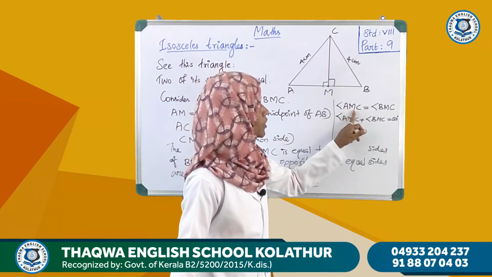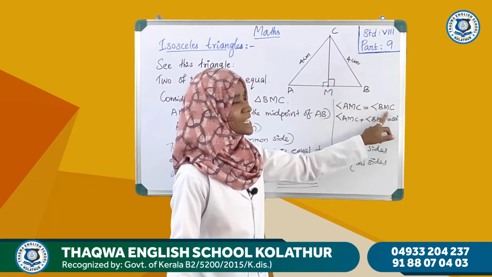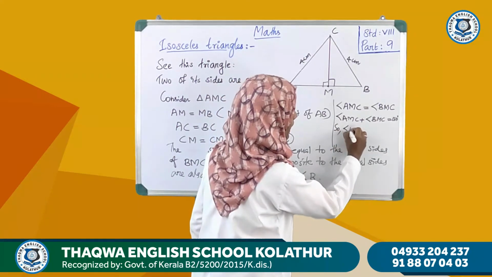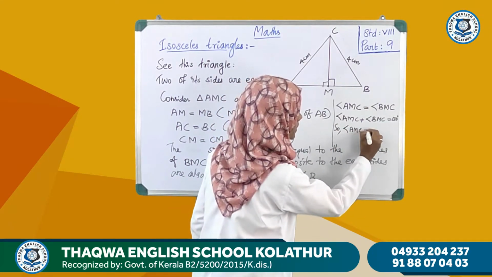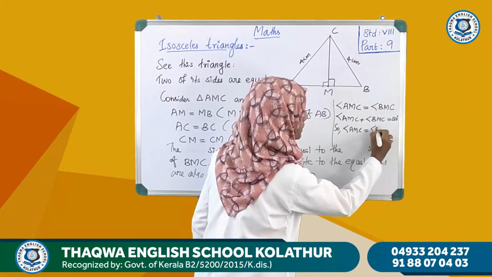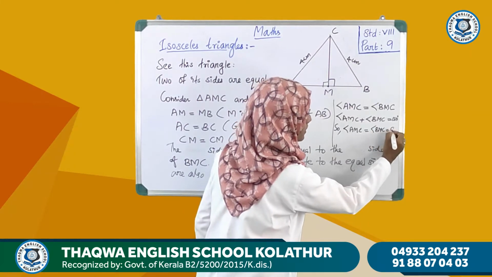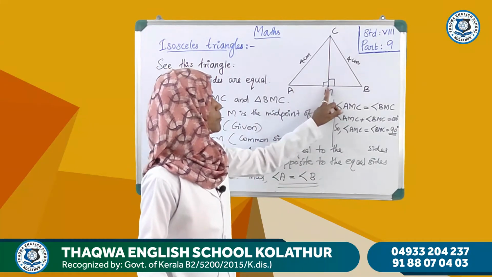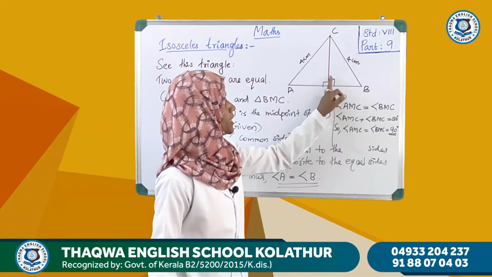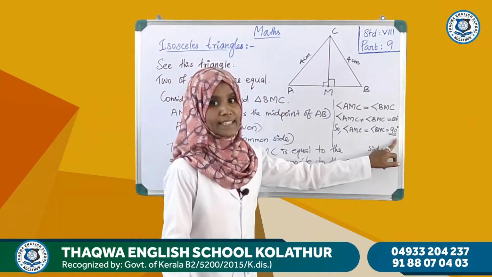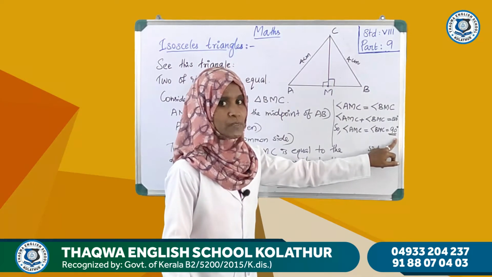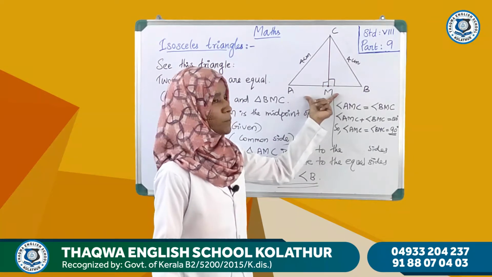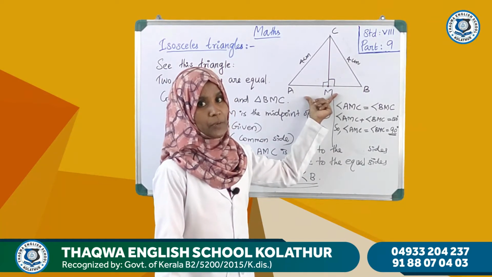Now we already got angle AMC equals angle BMC. So we can write angle AMC equals angle BMC equals 90 degree. Thus we can say that the line CM is perpendicular to AB.